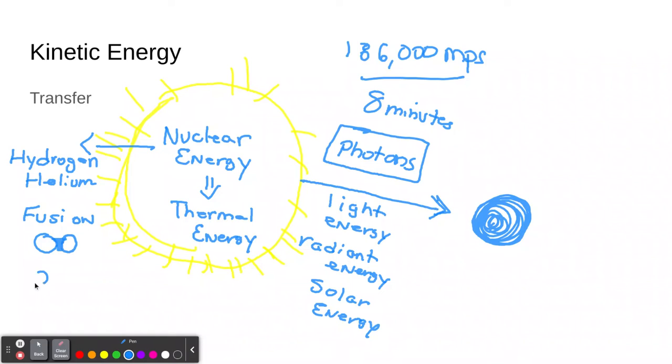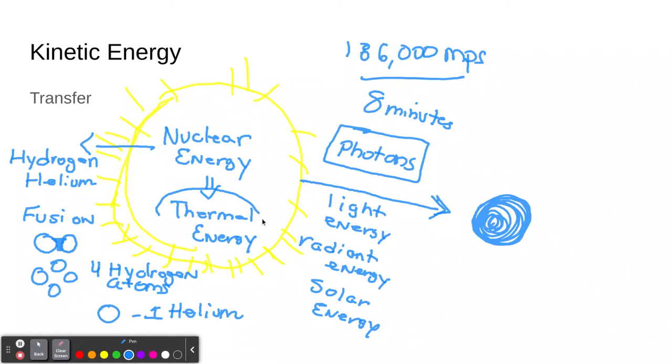And what's happening is you're getting four hydrogen atoms, and they're going to fuse into one helium. And that brings out enormous amounts of energy. So that nuclear energy, those four atoms, when they fuse together, they create this one helium atom, and it converts into thermal energy. That's all that enormous amount of heat. Remember, thermal energy is the flow of heat.